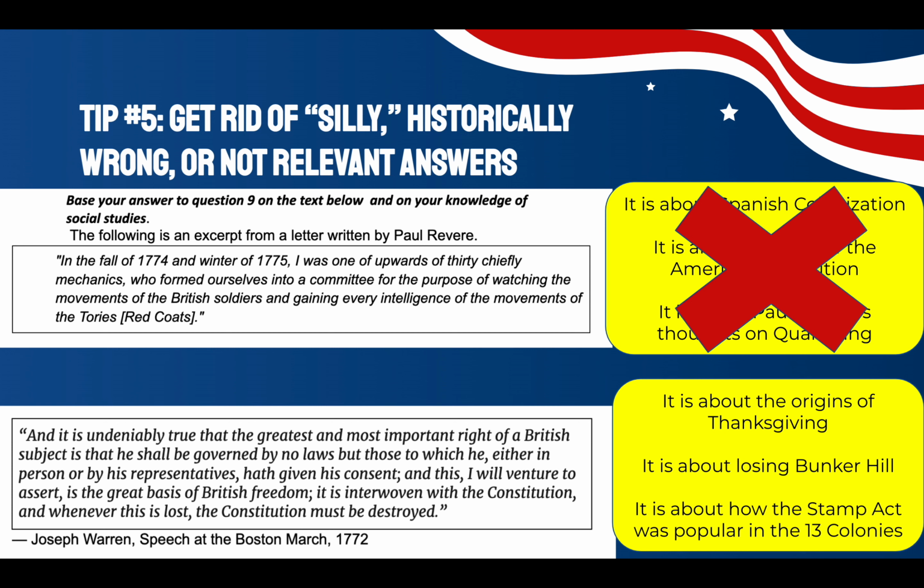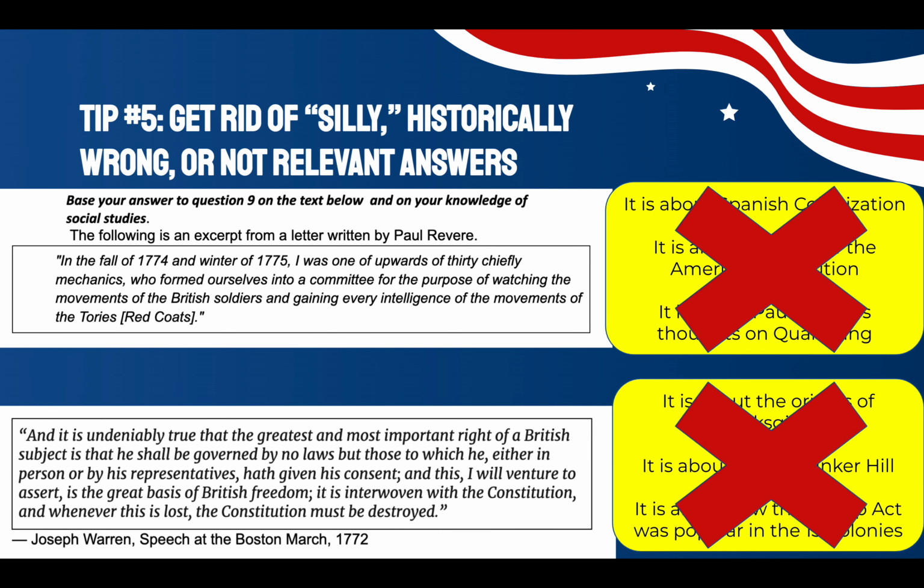Third one, also tricky because it says the Stamp Act was popular in the 13 colonies. I did just use the Stamp Act as a piece of outside information. I did put that as one of my notes, but it's not historically correct. This document is talking about how colonists want to give consent. They want to be able to vote. They want representation. This is wrong. The Stamp Act was not popular for Joseph Warren or for those in favor of this speech, because they were given that tax without being represented.